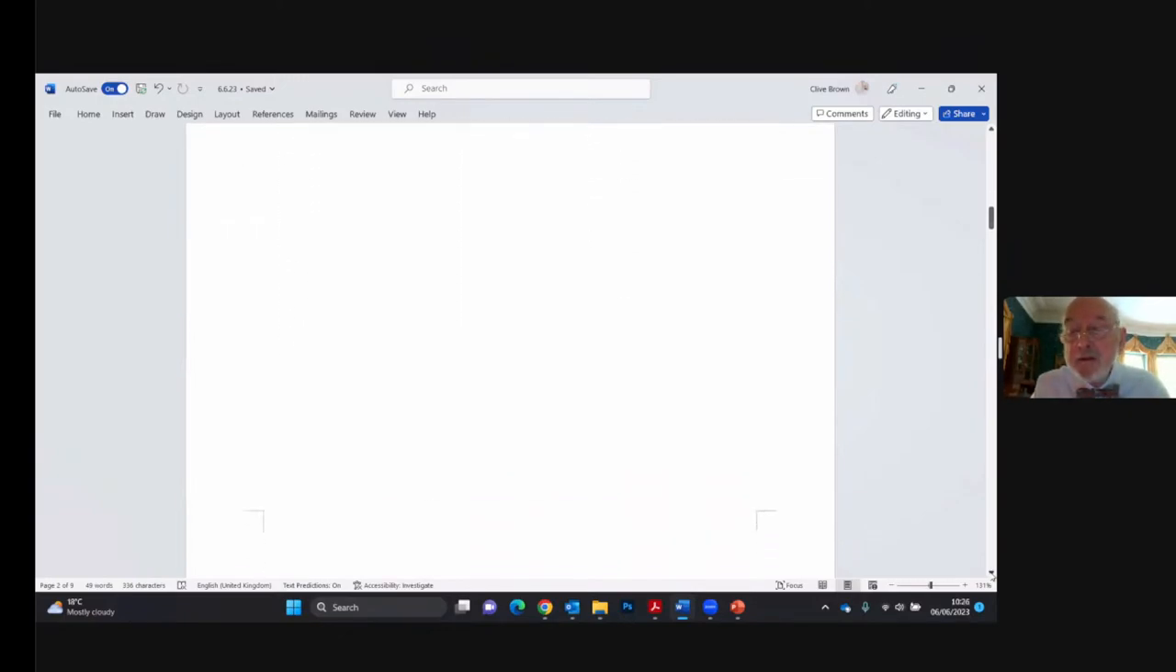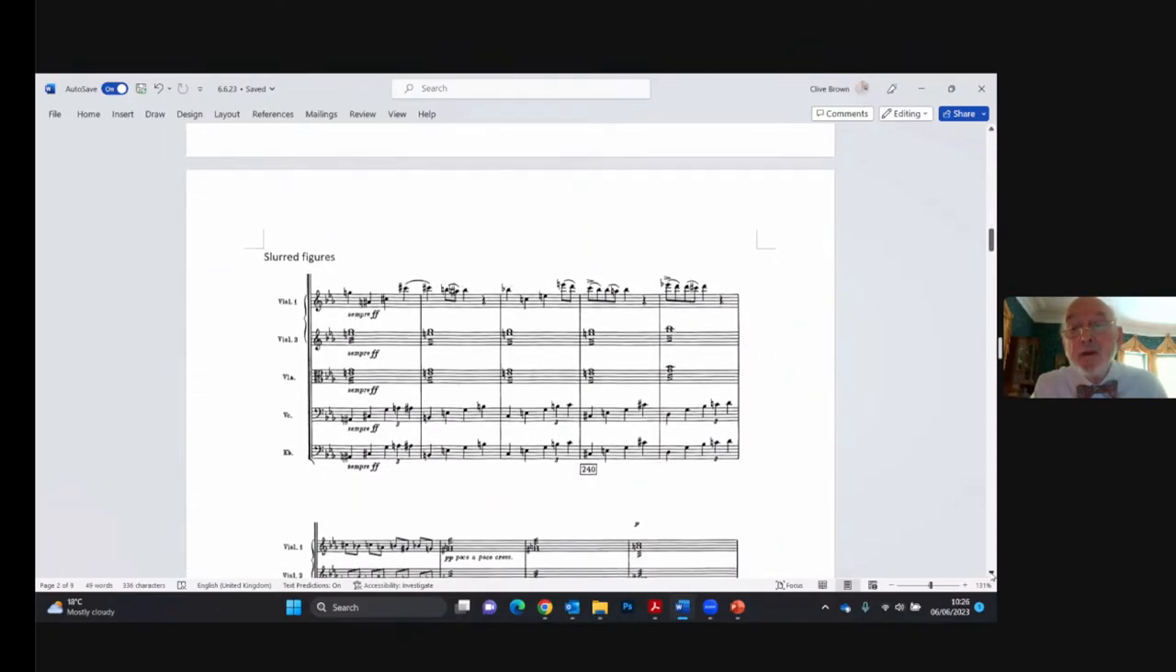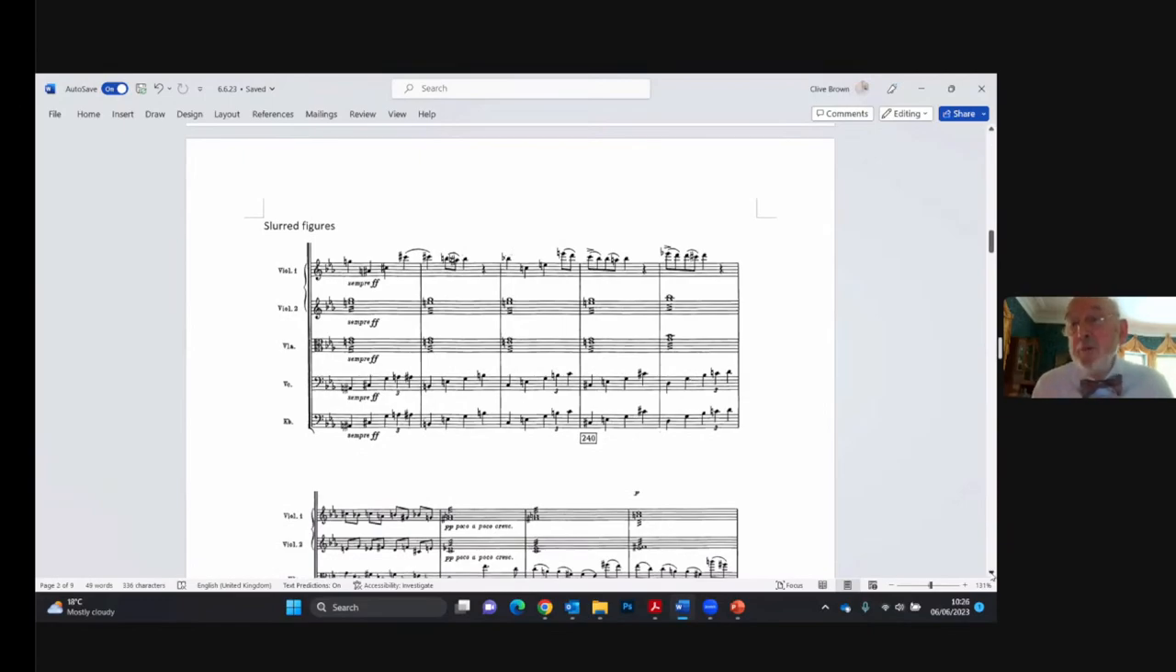And then there's the question of slurred figures. Leopold Mozart tells us in the middle of the 18th century that when you have a pair of slurred notes, you make the first note longer and the second note shorter. In other words, you play them unequally.